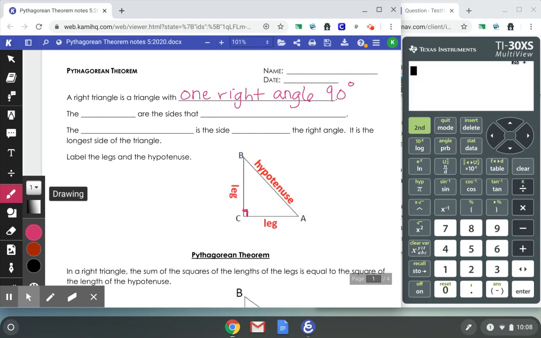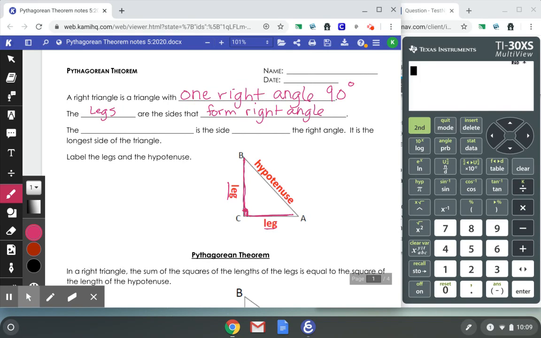Okay, so we all know that there are three sides to the triangle. Two of those sides in a right triangle we call legs. Okay, the legs are the sides that are going to form the right angle. So when I look at my diagram, this is the right angle. This side right here and this side right here, they create that right angle. So those would be what we would call the legs of this triangle.